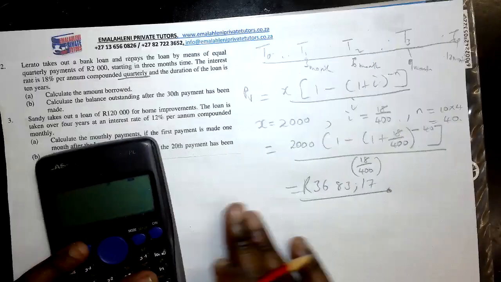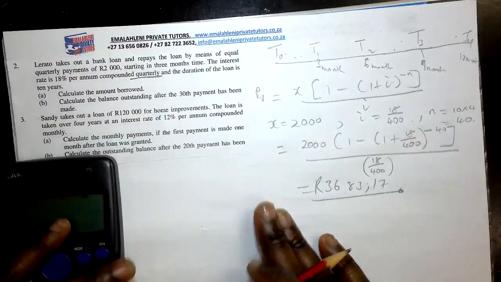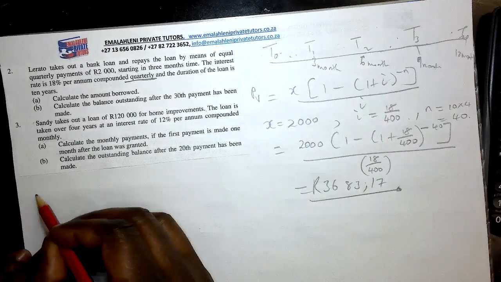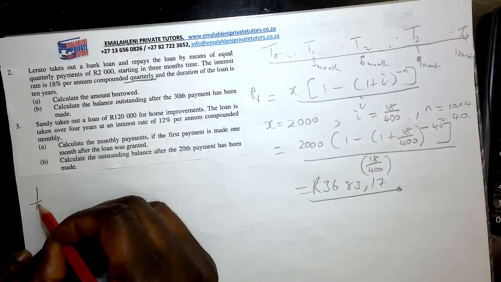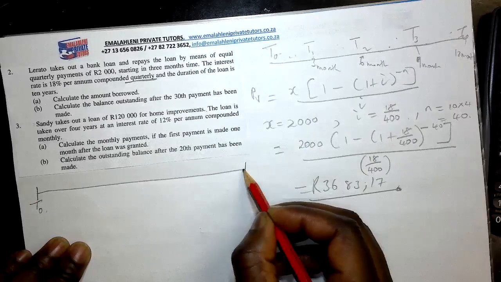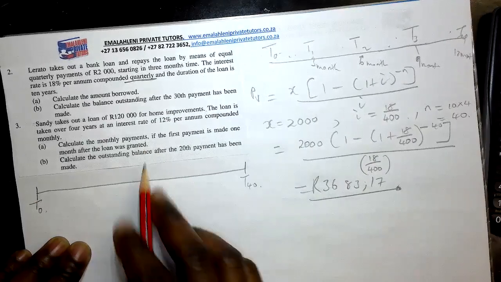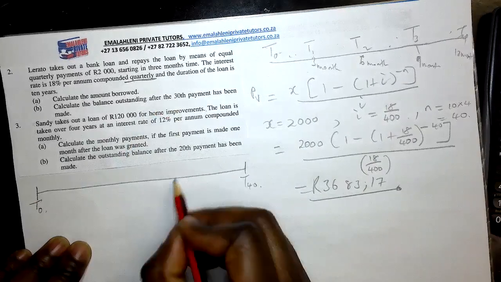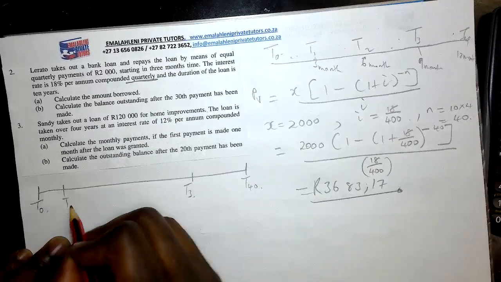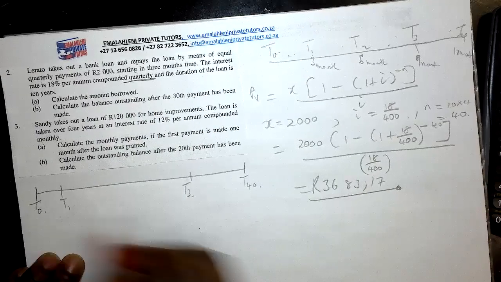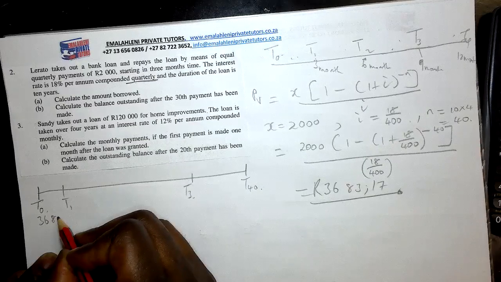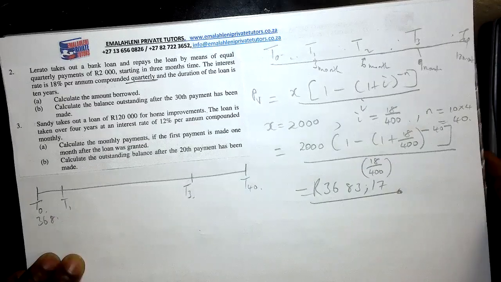Now we're saying calculate the balance outstanding after the 30th payment has been made. Now, what do we know? T0 up to T40. But we are saying T30. It goes on like that. At T0, what do we have? 36,803.